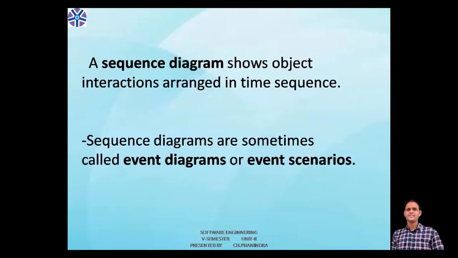What is a sequence diagram? A sequence diagram shows object interactions arranged in time sequence order. Based on the time sequence, we can interact from one to another. It shows the sequence of messages exchanged between the objects needed to carry out the functionality of the scenario. Sequence diagrams are sometimes called event diagrams as well as event scenarios. So this is the definition of the sequence diagram.